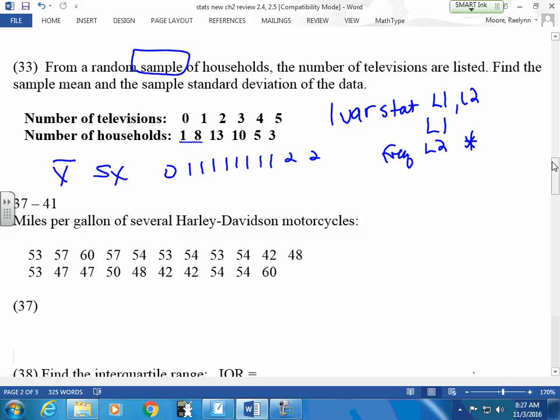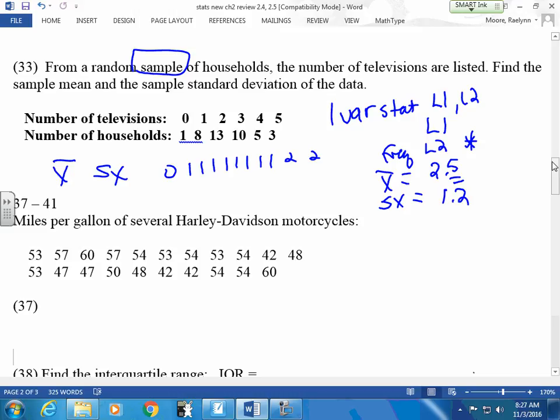Is everybody okay with this? You can put it in your L1, L2. What did you get for your sample mean? 2.5. Good. One more decimal. And your sample standard deviation? 1.2. Good.